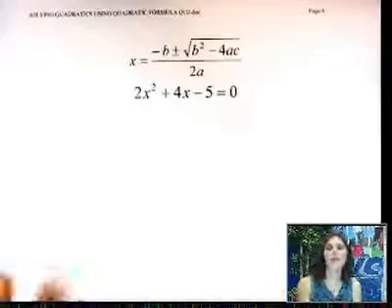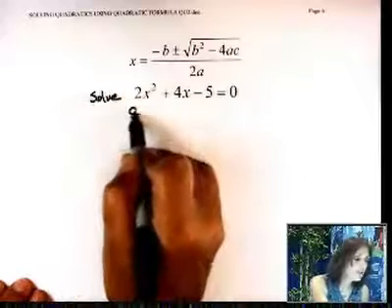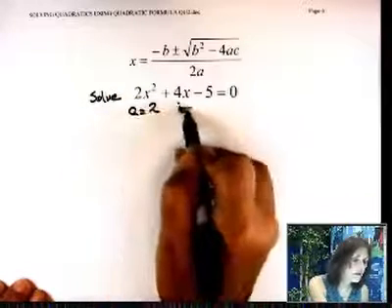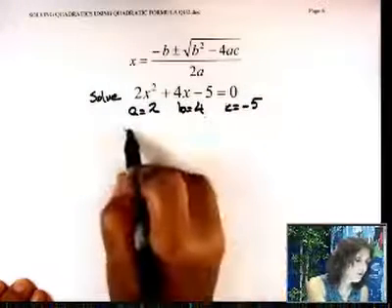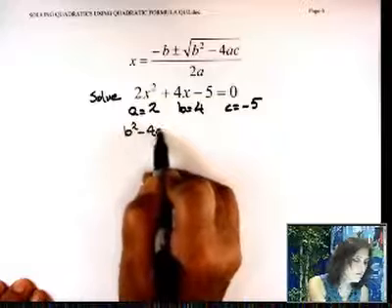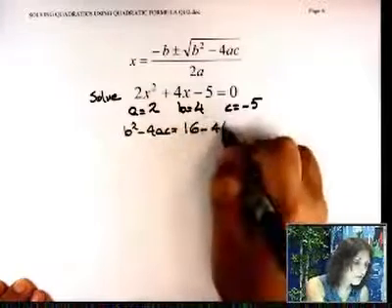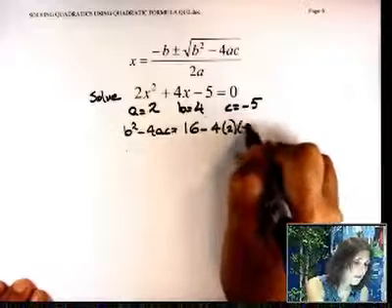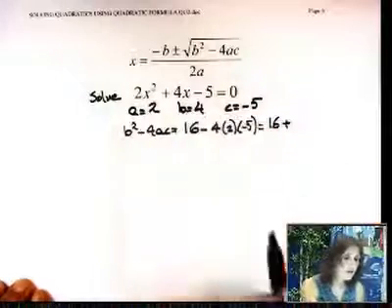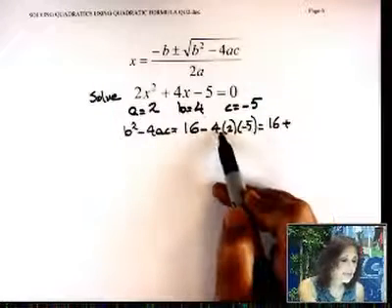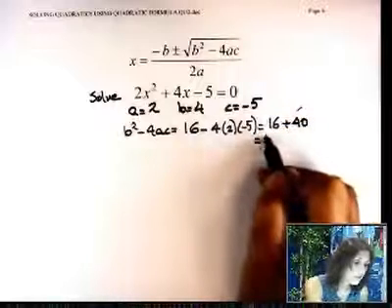All right, how do I do this one? The question is solve. Write down your a, b, c. Write down your discriminant. b squared is 16 minus 4, a is 2, c is negative 5. 16 minus minus is plus. 2 times 5, that's 10, times 4, 40. 56.